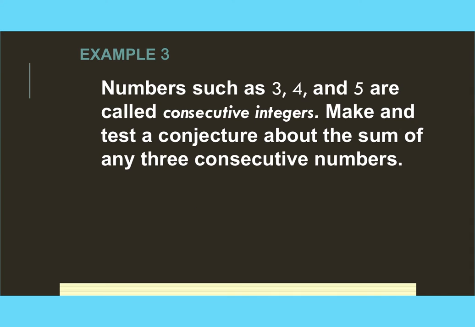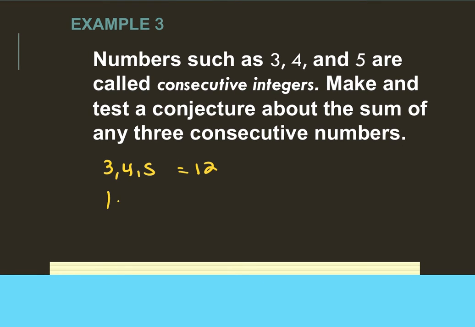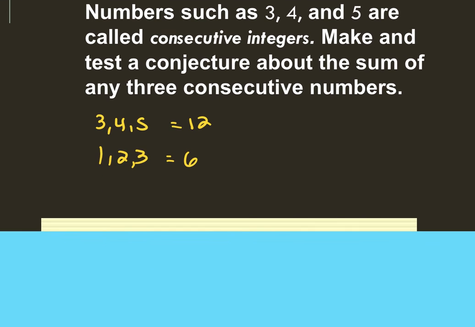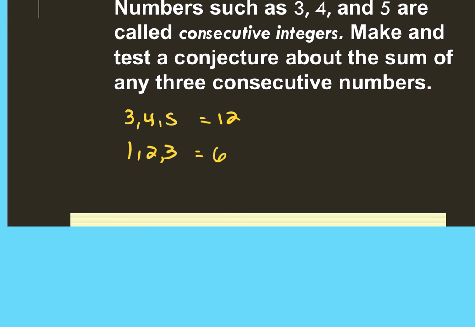All right, example 3. Numbers such as 3, 4, and 5 are called consecutive integers. Make and test a conjecture about the sum of any 3 consecutive numbers. So for this, we're actually going to have to figure out our own pattern. I'd start with the 3 that they gave you. 3, 4, 5. What happens when I add these up? Start with any consecutive. So I can go 1, 2, 3. What happens when I add these up? Pick another set. Let's jump a whole bunch. Start with 20, 21, 22, 63.